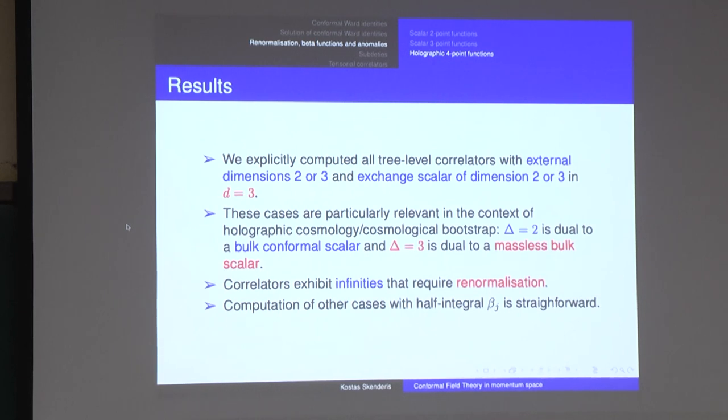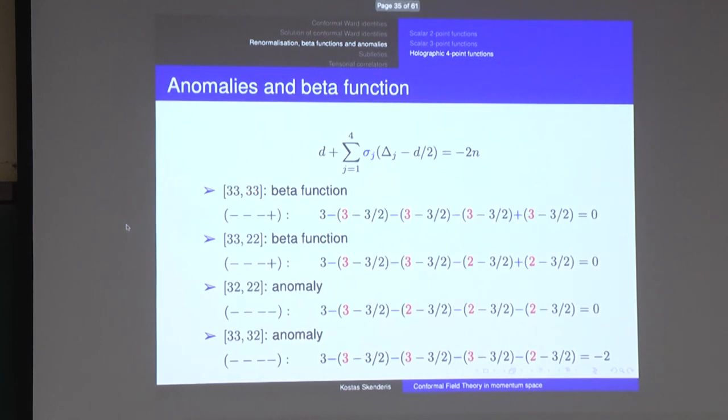So we explicitly computed the cases where the dimensions of the external operators are either 2 or 3, and the exchange scalar is either dimension 2 or 3, in 3 dimensions. We did this because this is a case which is useful for holographic cosmology. Delta equals 2 corresponds to a conformal scalar in the bulk. Delta equals 3 corresponds to a massless scalar, the analog of the dilaton. All of these cases have been discussed in previous literature, but people have not noticed they have infinities. So all of these cases have infinities and require renormalization.